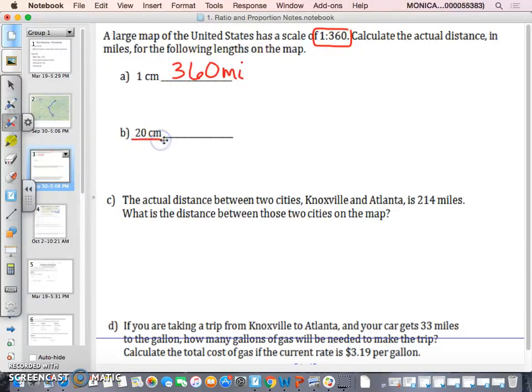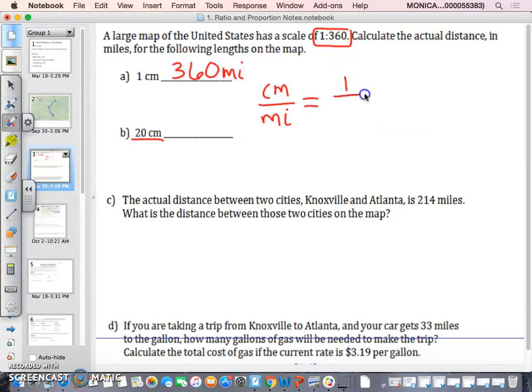Now what if I had a distance that was 20 centimeters? What would I do? Well, first of all, I have to set up my ratio. My ratio in this case is centimeters over miles. When I set up my problem, I always have to make sure that my centimeters are in the numerator and my miles are in the denominator. You can do it the other way around. This is just easier for me.